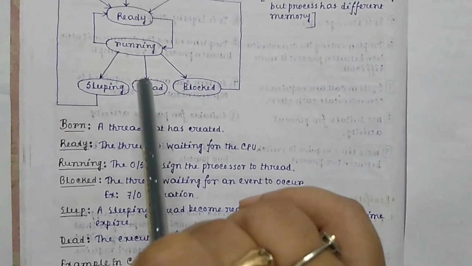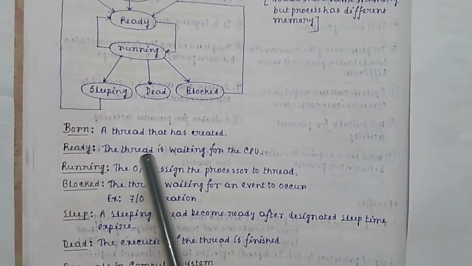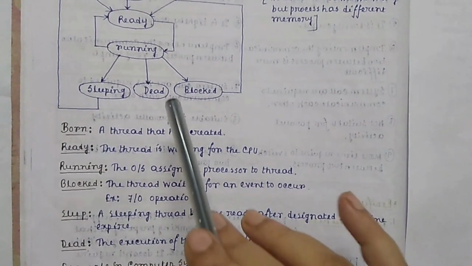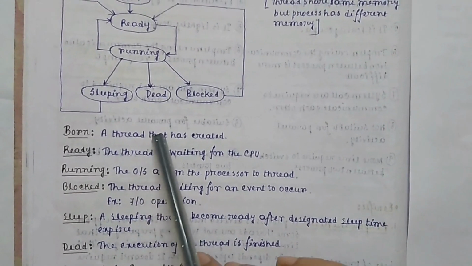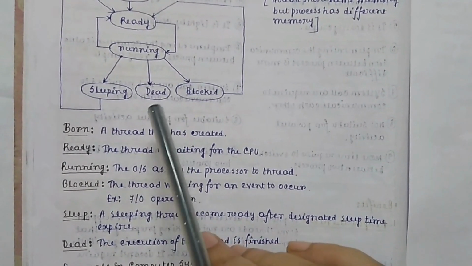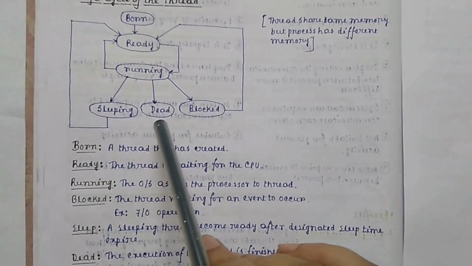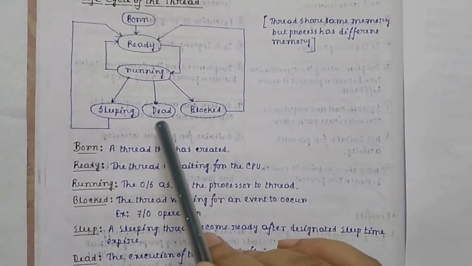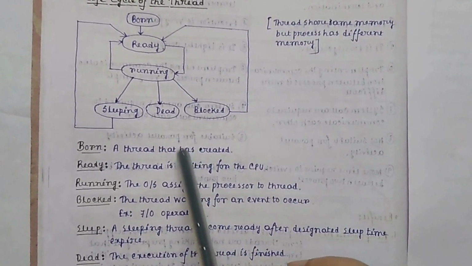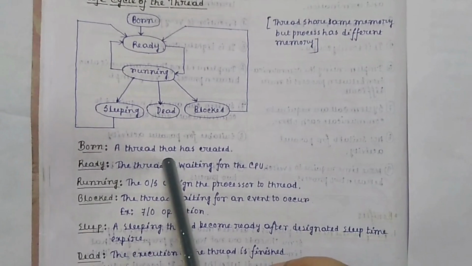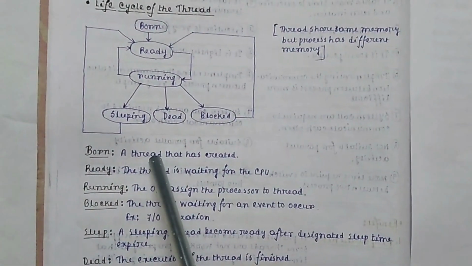Okay. And the last stage is dead. In dead stage, the thread is not executed or the thread has finished its execution. That means the thread does not move to another thread or another process. Okay. So this is the life cycle of a thread. Okay.